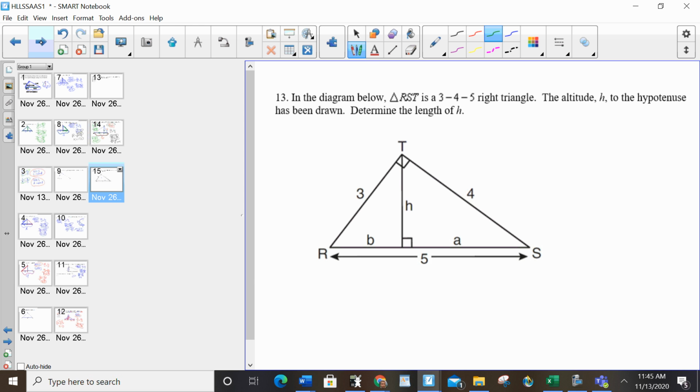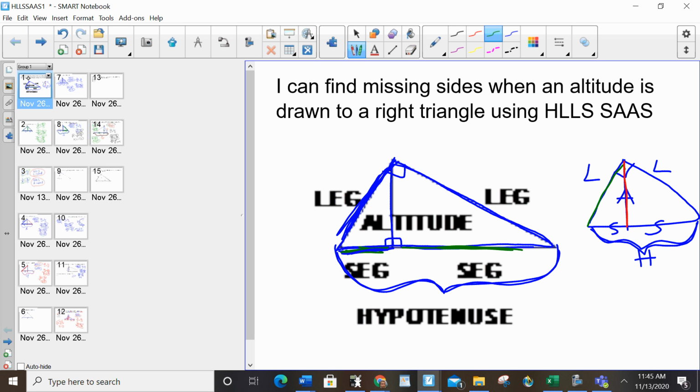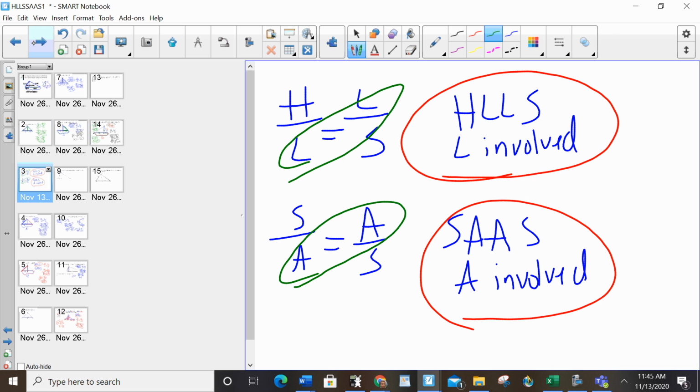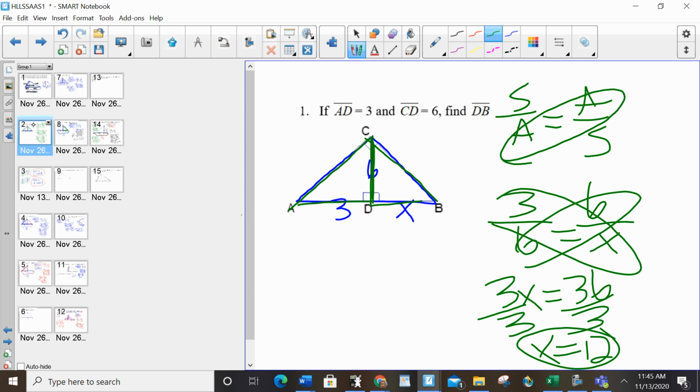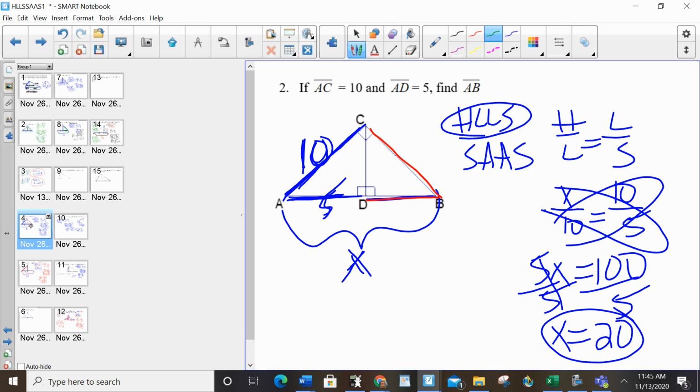Every Regents, they ask a question on this, and we're going to be doing more with this over the next few days. We're going to be practicing this in candy corn problems and adding some more twists to it. But when you see this picture, you need to recognize it as a Hill SAS question. If there's an L involved, you're using Hills. If there's an A involved, you're using SAS. Once you know what proportion you're doing, you're just going to substitute right in. There's an example of SAS. There's an example of Hills.